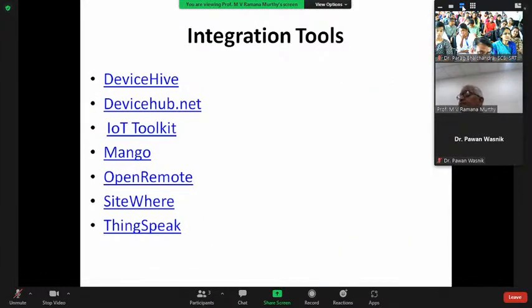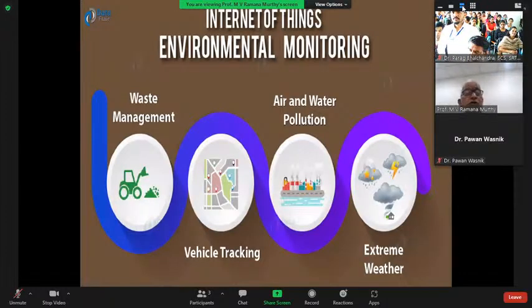Now, the next aspect is integration tools, because you need to have integration. The tools that are essential to use for integration include device hub, device hubnet, and then IoT toolkit and Mango, which is open remote site where things speak. So these are the tools. Basically, the intention of this is only to control the environment.